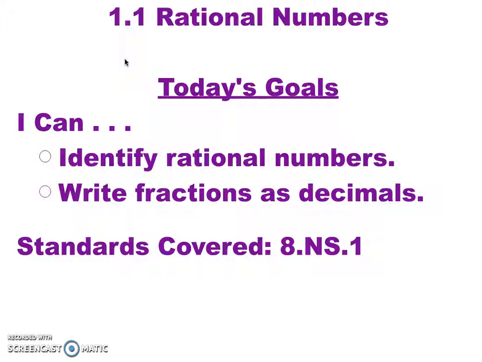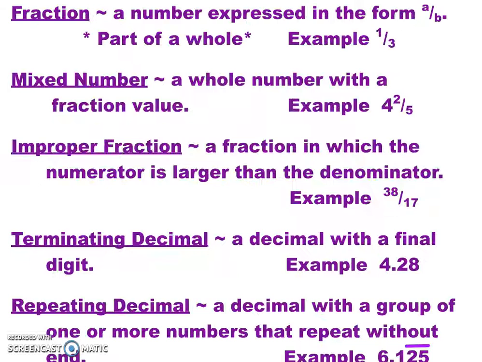We will first start by going through the I can statements. 1-1 is I can identify rational numbers and then write fractions as decimals. So at the end of this lesson, these are the things you should be able to do. First things, and you can pause it because I will be going through this kind of quickly, and to write all this stuff on your notes is going to take a little bit.